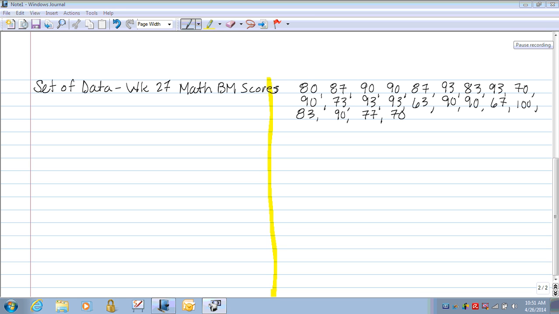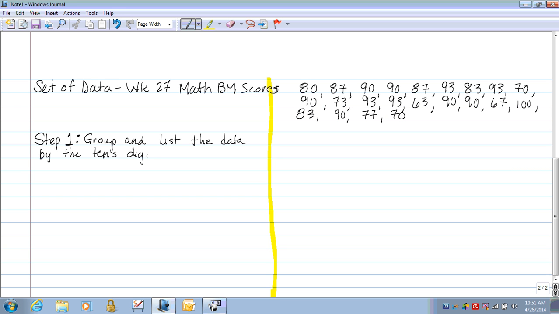Okay, when I look at all those numbers, that's what they look like, a bunch of numbers. So what we're going to do is to begin to organize our numbers. So on the left side of our 2-column notes, we're going to write step 1. We're going to go through the steps of creating a stem and leaf plot. We are going to group and list the data by the tens digits. And so we will do this.